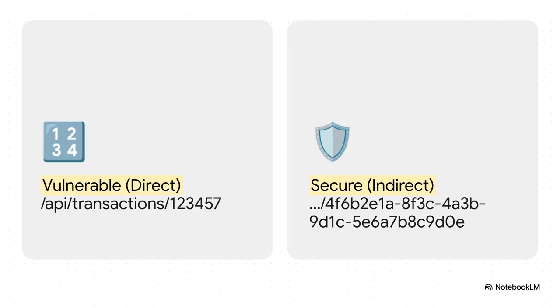And here's what that looks like in practice. See the difference? On the left, you've got a simple, sequential number an attacker can just guess by adding 1. On the right, you have what's called a UUID. It's so long and random that the odds of an attacker guessing another valid one are basically 0. Their job just got a whole lot harder.